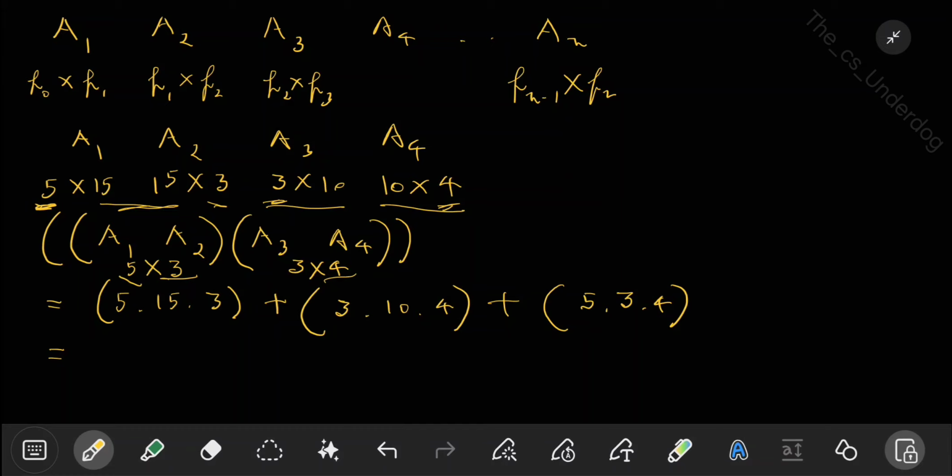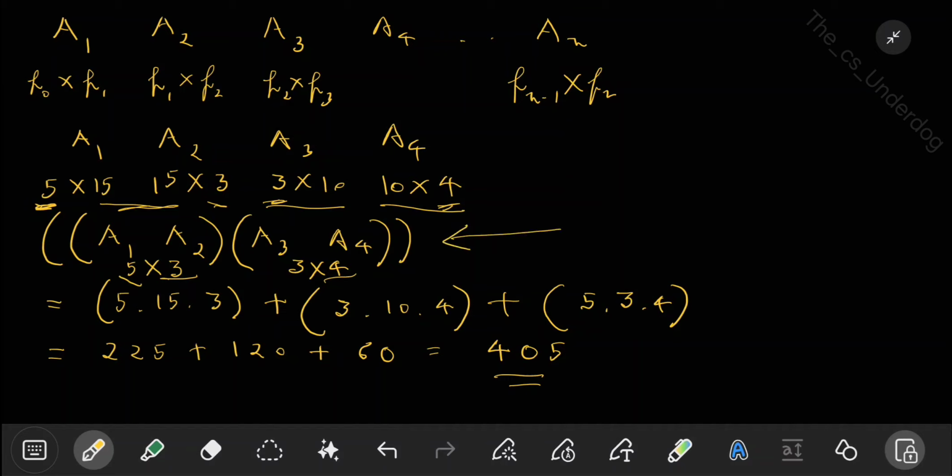5 into 15 is 75, into 3 is 225, plus 3 into 10 is 30, into 4 is 120, plus what is the final one? 5 into 3 is 15, into 4 is 60. So when I do this, 225 plus 120 plus 60. So 120 plus 60 will be 180, plus 225 will be 405. So the total number of scalar multiplications is 405 if I am using this order of parenthesization.